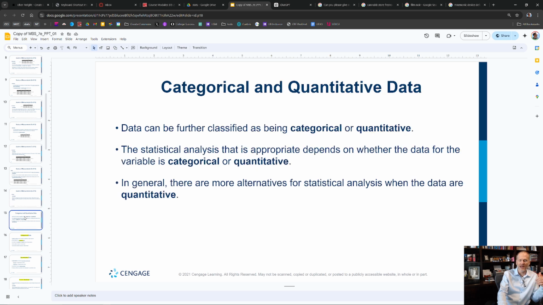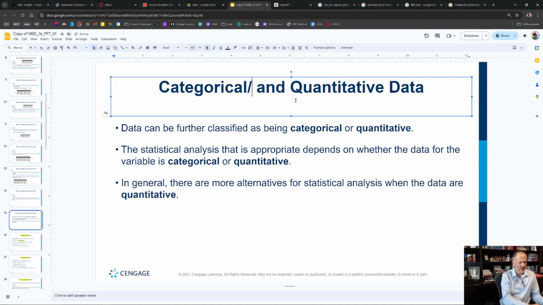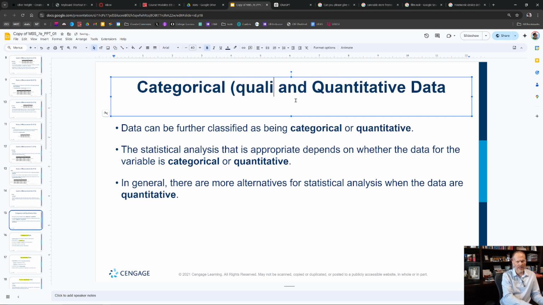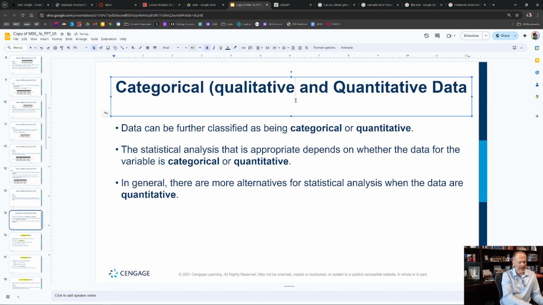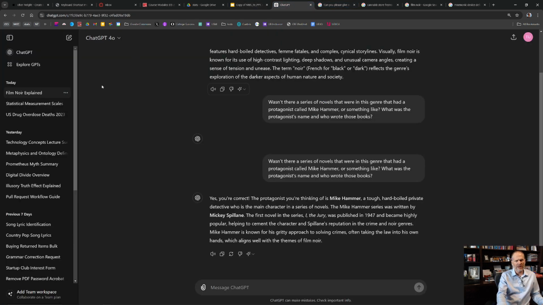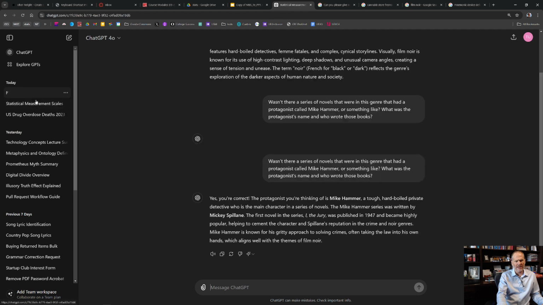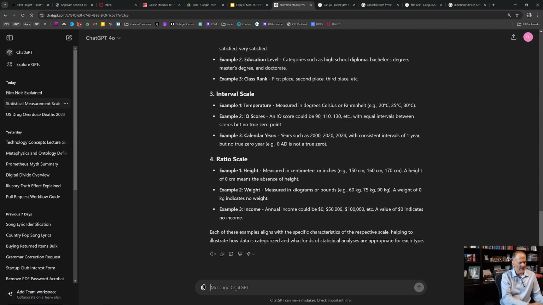Data can further be classified. So now we're leaving nominal, ordinal, interval, and ratio, and we're just learning words that we use to talk about data. Now we're going to talk about categorical and quantitative data. I like categorical. It can be thought of as categorical or qualitative. So qualitative, right? And I have like 90% certainty on that. So I'm just going to Control A, Control C, and then come over here, back to the statistics conversation, and paste this in.